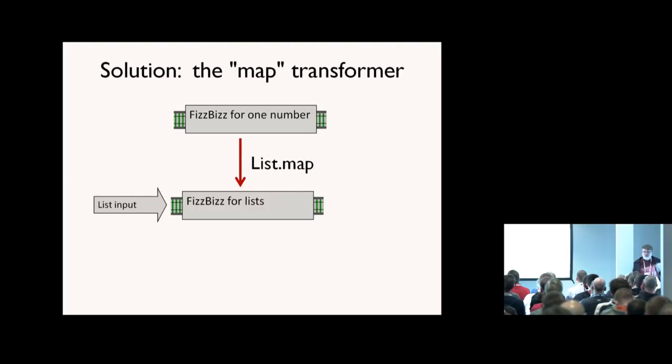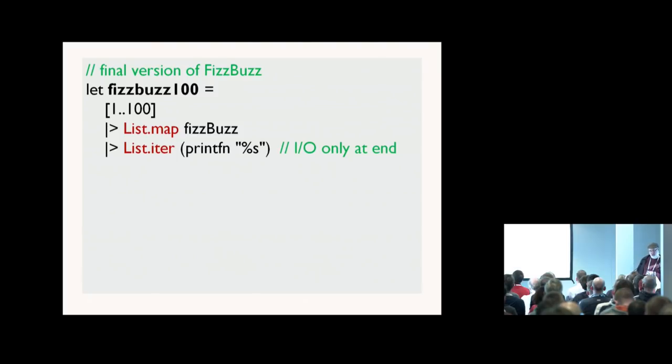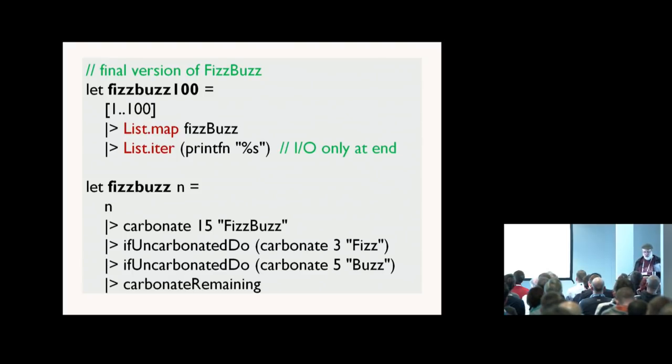So now we can have a list input to this function and a list output. So the FizzBuzz code, the final version looks like this. 1 to 100 is our input. We take our FizzBuzz function and we use map to turn it into a function that works on lists. And then now we have a list of strings and we want to print them all. So we use List.iter, which is the same as map, except it just has no output. And that's the I/O part. And the I/O is now the end of the function. There's no I/O in the middle of the function. And again, the FizzBuzz function itself: carbonate, if uncarbonated, do, and so on. So we've got this composable way of implementing FizzBuzz.